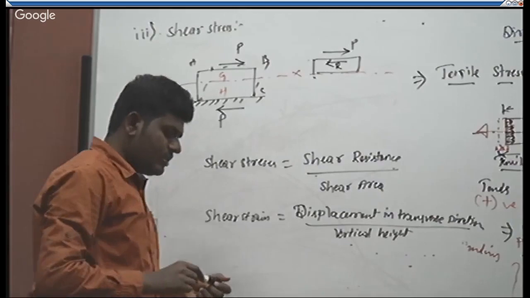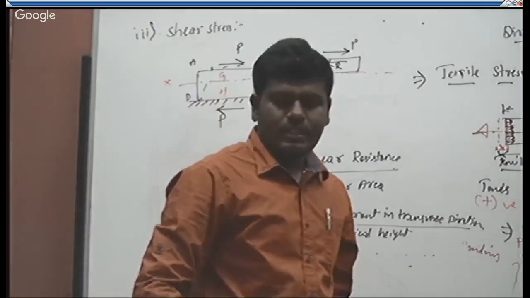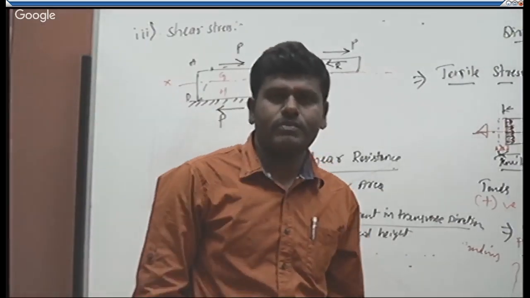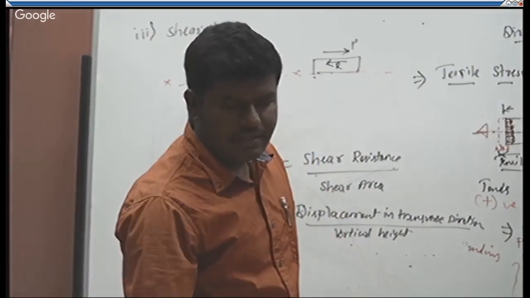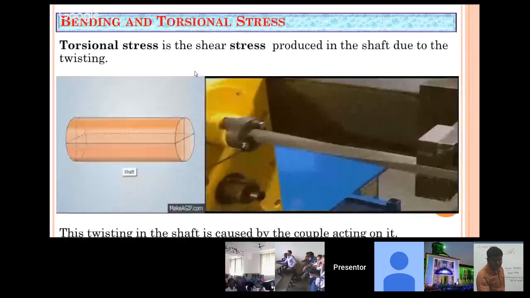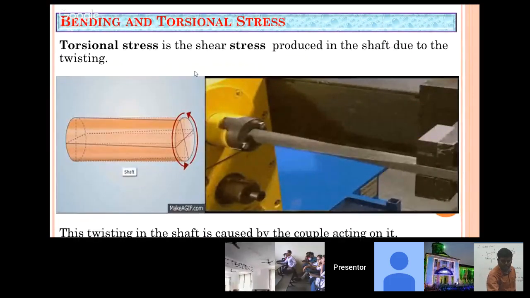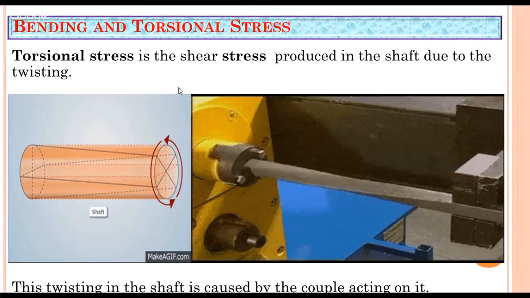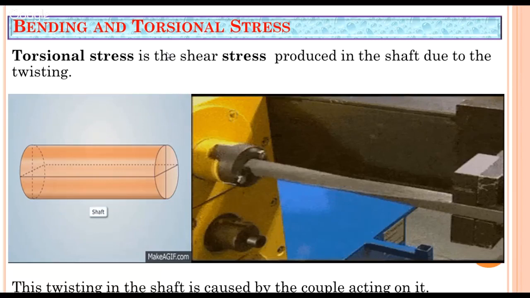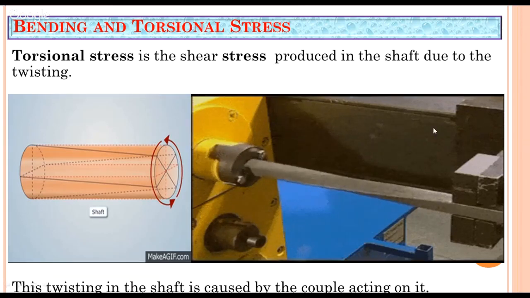So these are the basic three different types of stresses we have discussed in the previous class. And later, as I said, the indirect stresses. The stresses induced by any moments or any twisting actions are called indirect stresses. The examples, as I said in the beginning, are bending stress and torsional stress, the two basic examples, as we have seen in the animations.